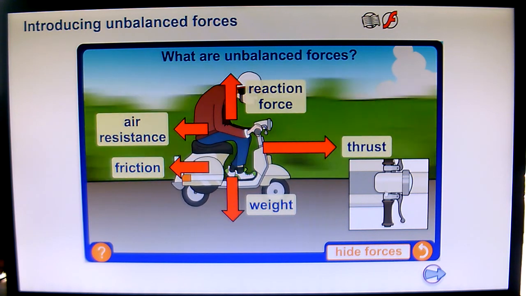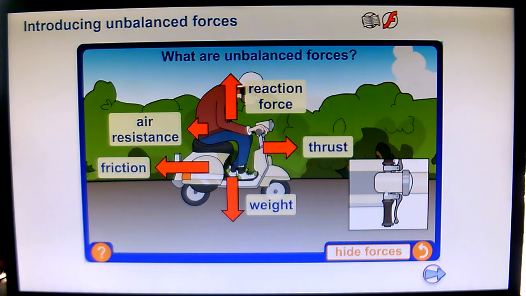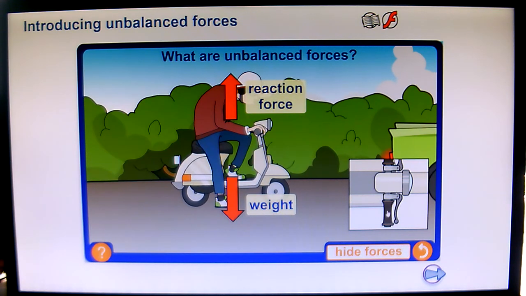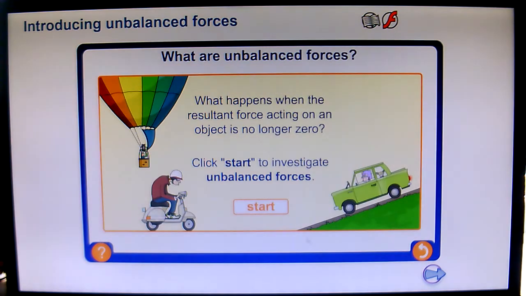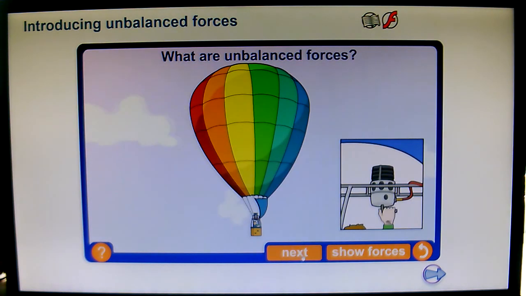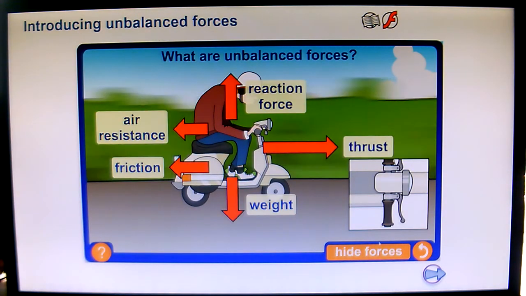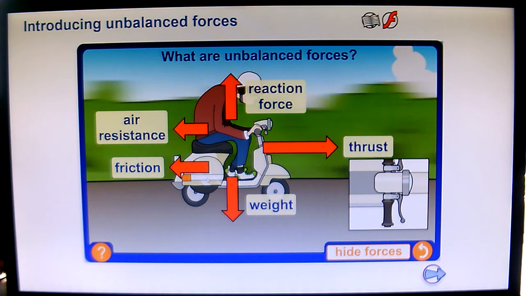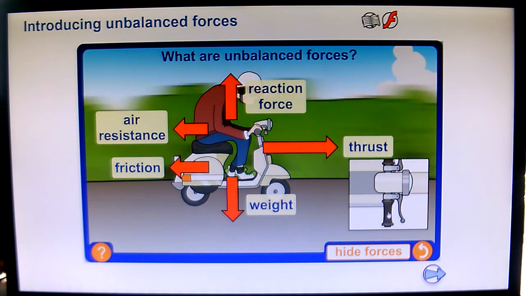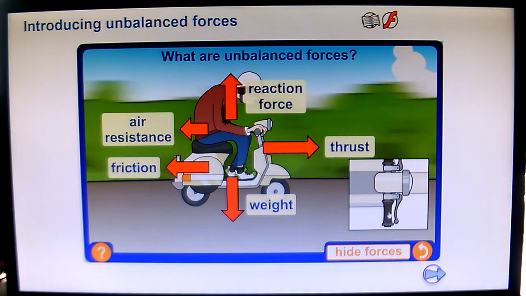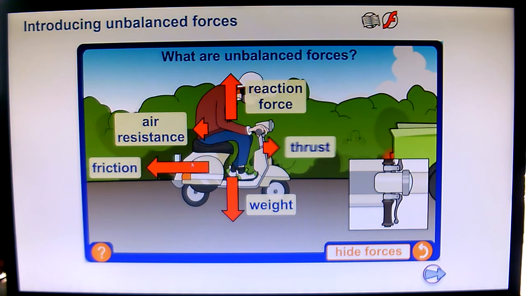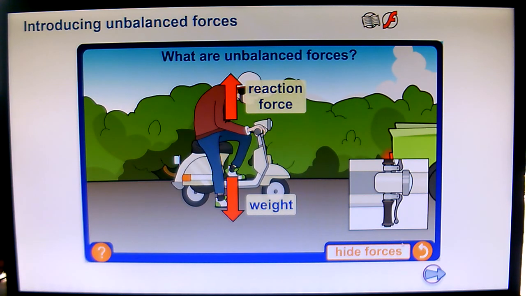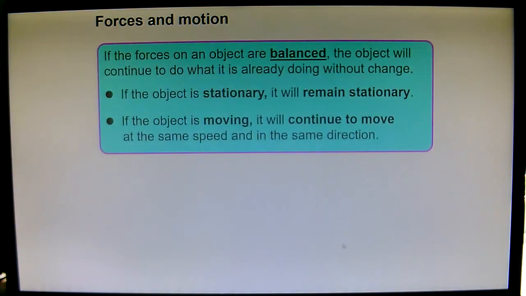So if he increases, oh no, sorry, he's putting the brakes on. I'm just going to play that one again if I can. Just bear with me. Okay, so I'll show you the forces. He actually puts the brakes on, so that's going to increase the amount of friction, and that will slow him down. So these 2 forces here become bigger than the thrust, and he will slow down. So unbalanced forces will either make something move or speed up or slow down.